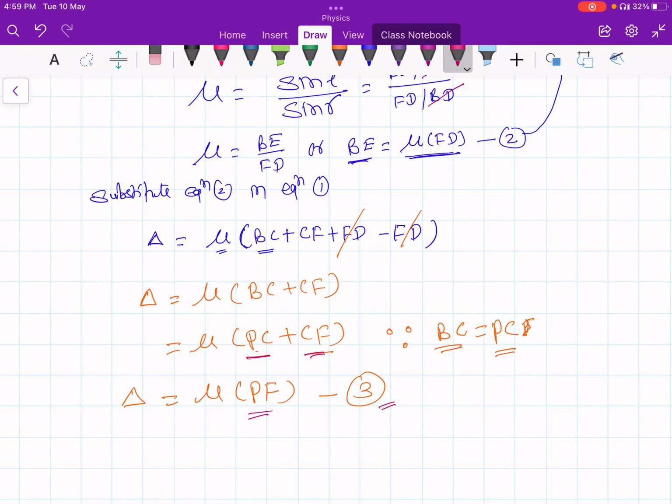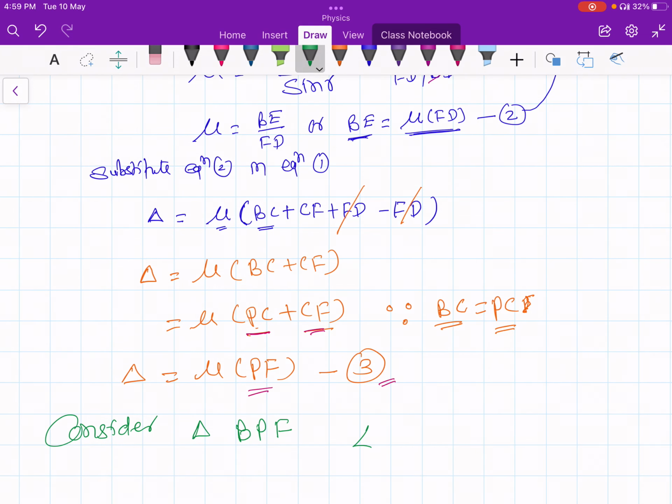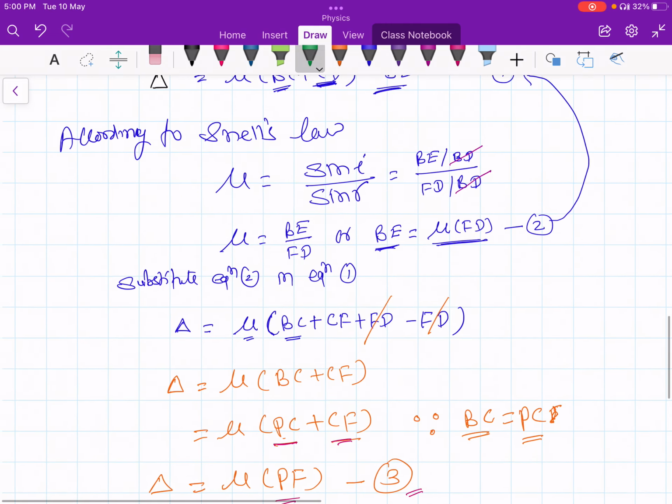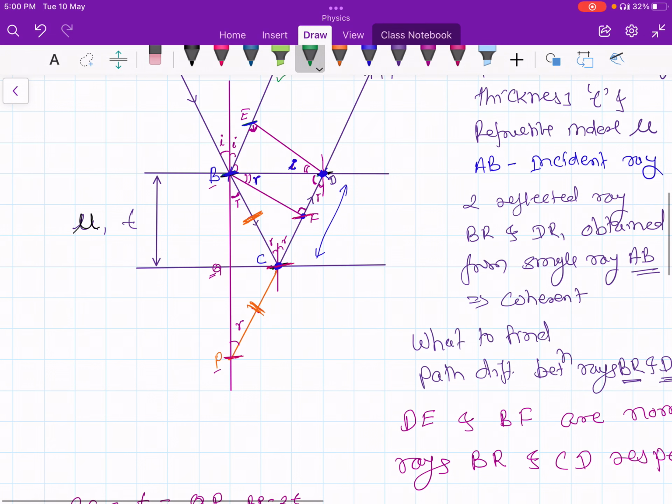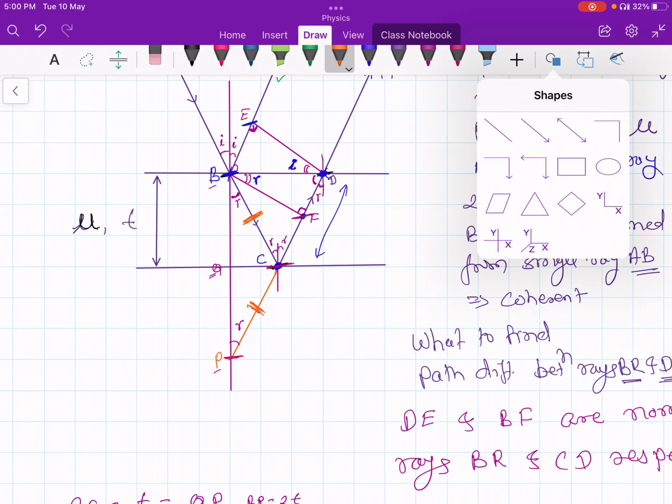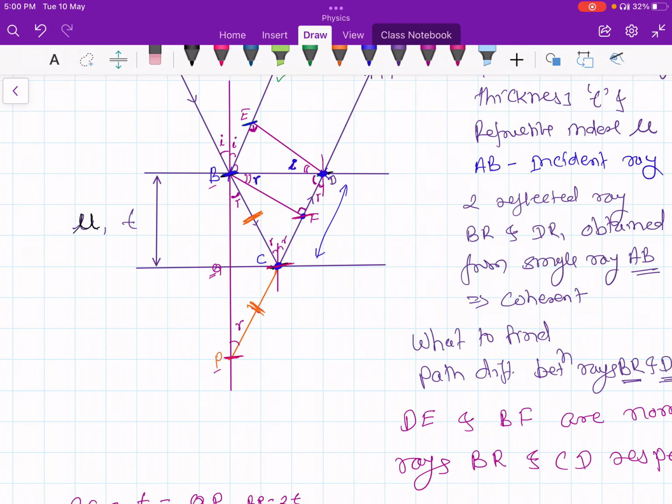Now here, let us consider triangle BPF. In this triangle, angle P is equal to R. Let's see the diagram. What I am considering here is the triangle BPF.